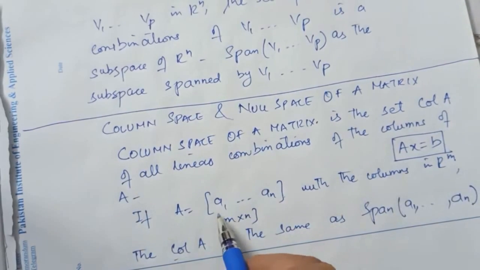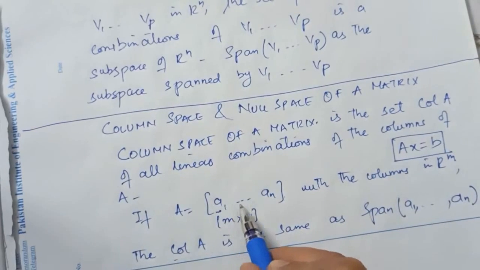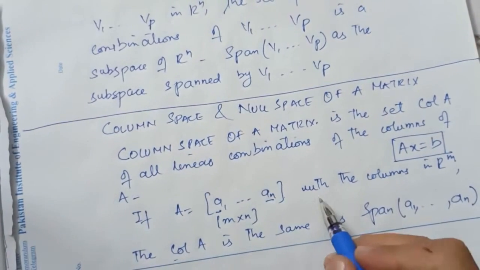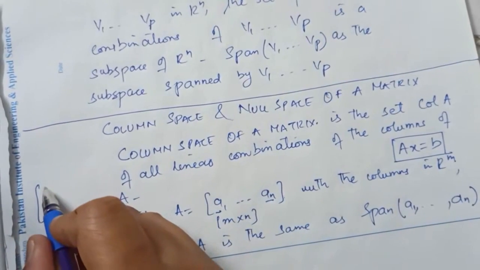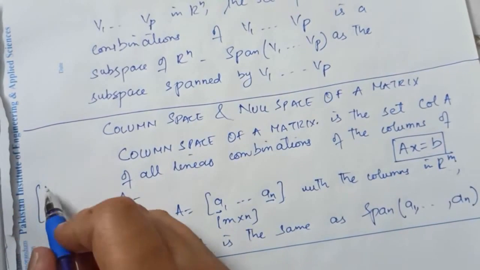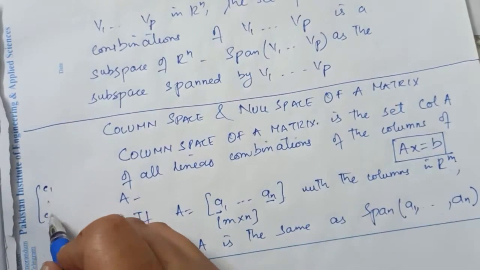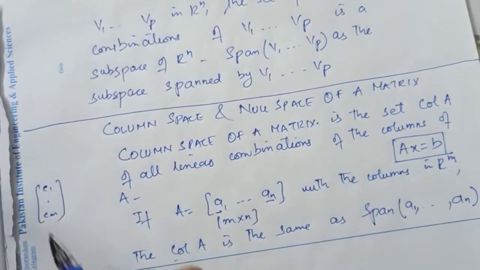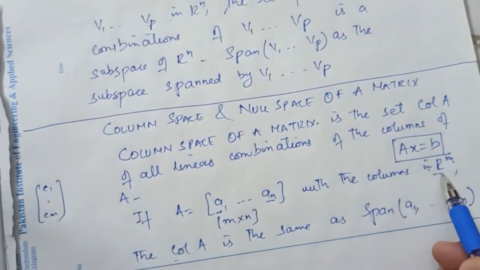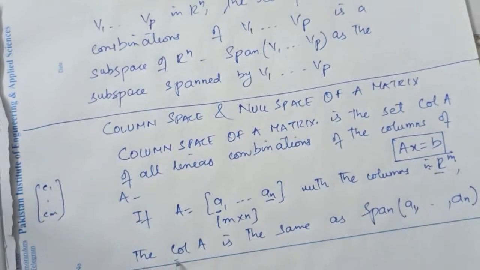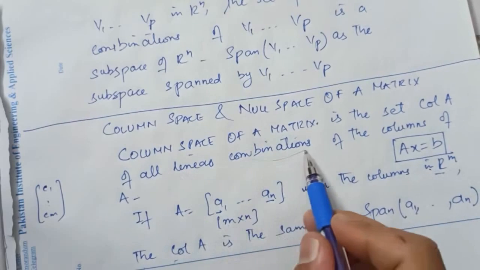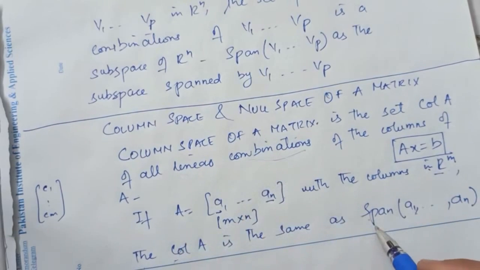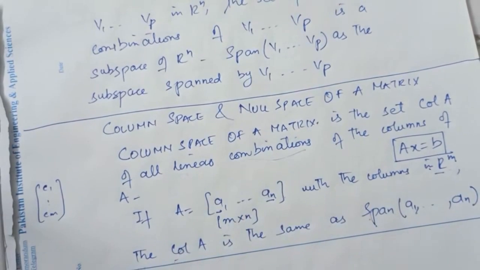So for a matrix, the set Col A is all linear combinations of the columns of A. If a1 is a column, a2 is a column, up to an, with the columns in R^m, because it is an m cross n matrix, the entries we have are, let's say, c1 up to cm, for example. So m entries, so it's in space R^m. Col A is the same as span a1 to an, because the linear combination of the vectors is represented by the span.